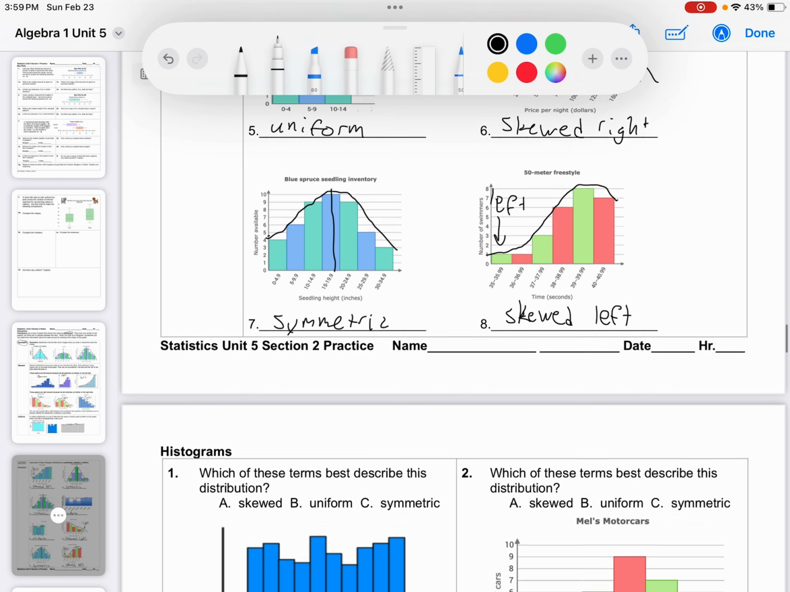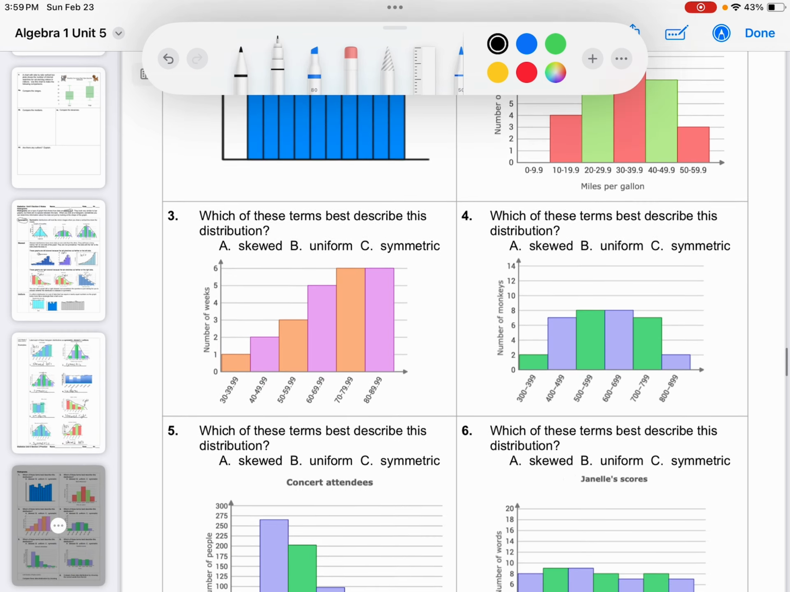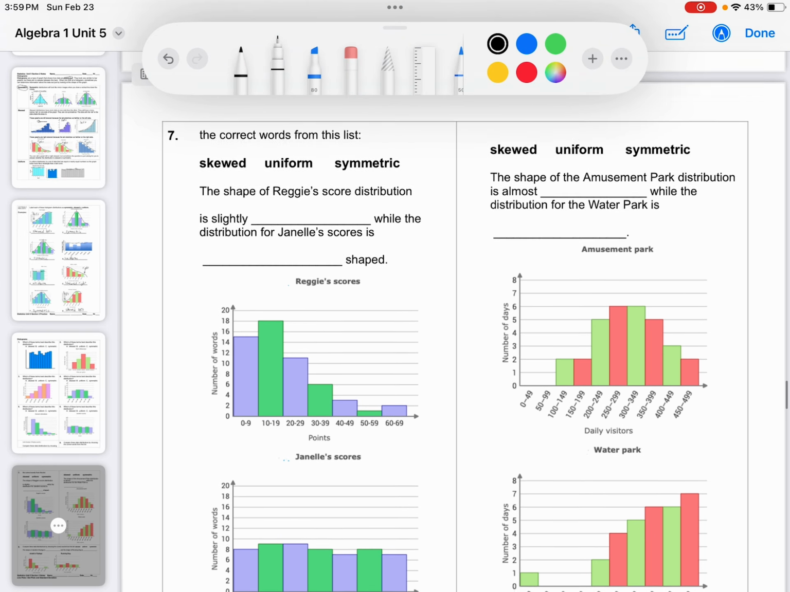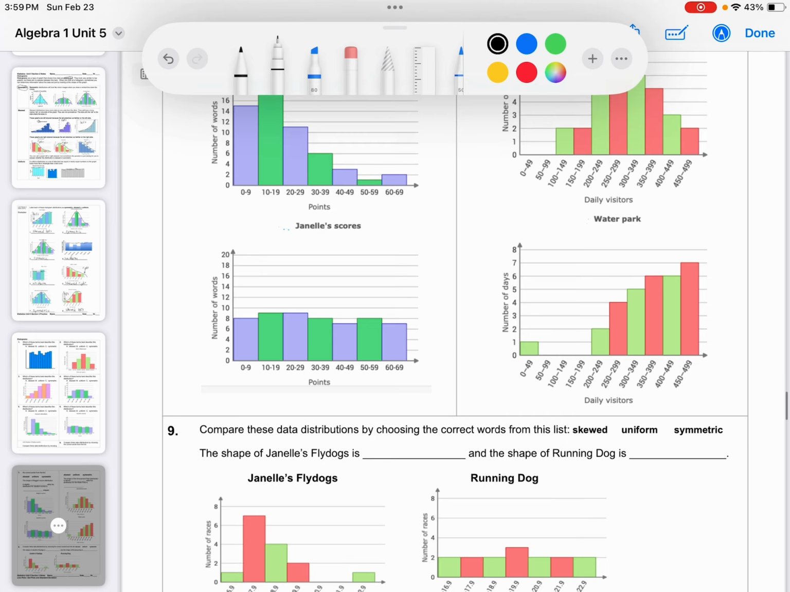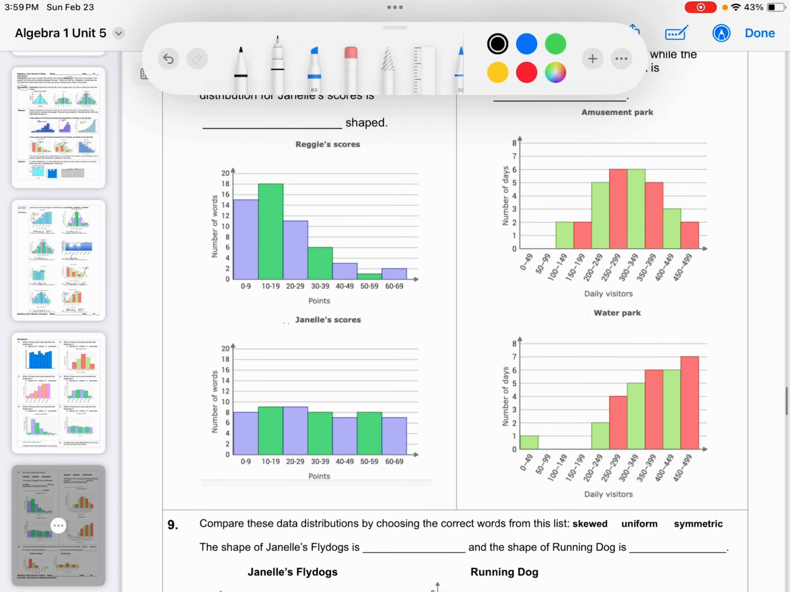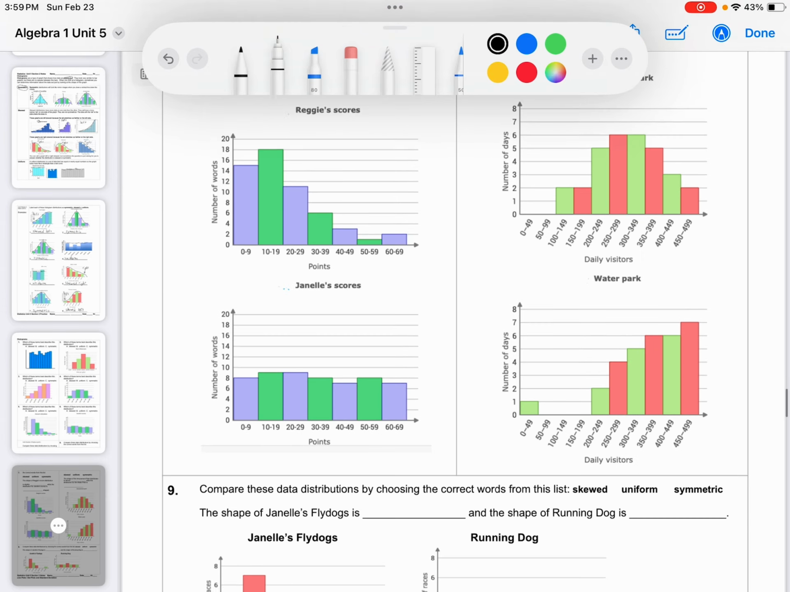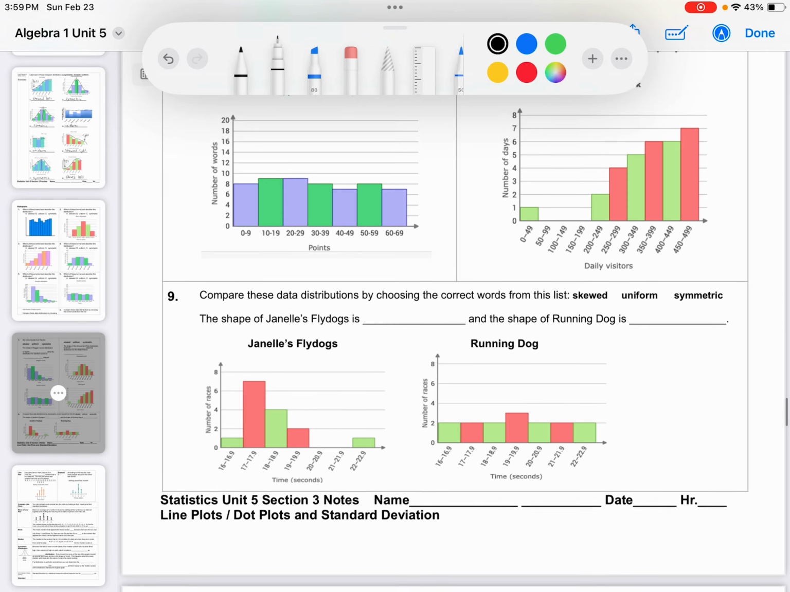Okay. So this next section is practice. You just need to tell me, is it skewed, uniform, or symmetric? And then a little more descriptive on this page down here. So the next 2 pages are for you to do as your own practice. Again, if you need help, let me know, and I will be happy to answer any questions.